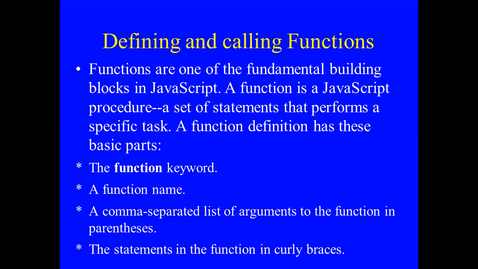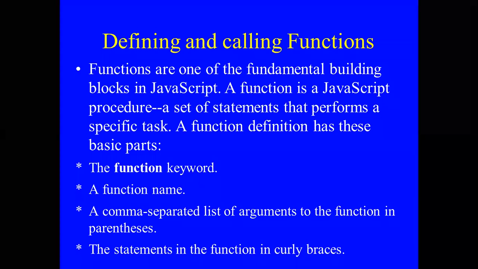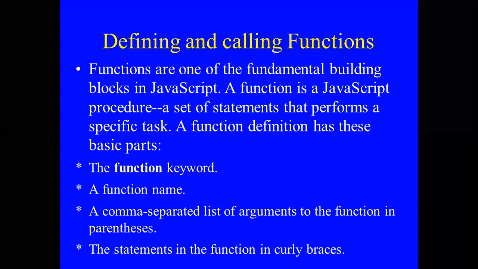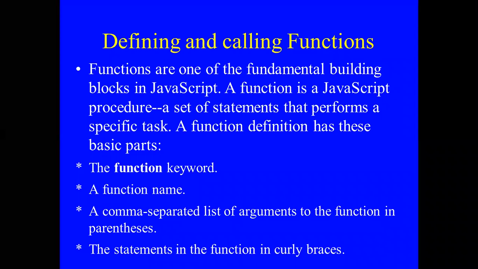Your next part is how to define and how to call functions. Functions are one of the fundamental building blocks in JavaScript. A function is a JavaScript procedure, that means a set of statements that performs a specific task. Whenever we declare a function, we know it contains a set of statements to perform some specific task. The function definition has these basic parts: the function keyword, then the function name, a comma separated list of arguments to the function in parentheses, then the statements in the function in curly braces.